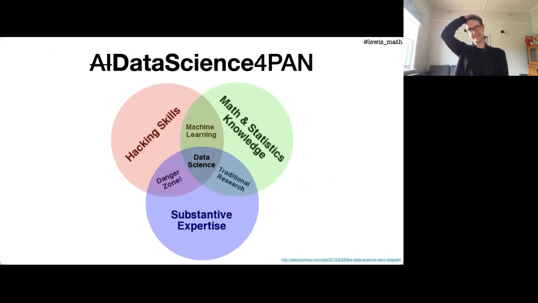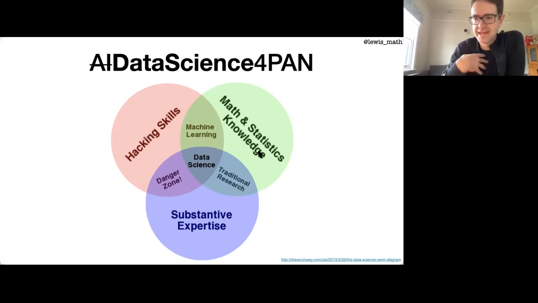This is, in my head, the canonical picture of what data science is. It's quite old now, it comes from 2013, from this famous blog post by Drew Conway. I really like this idea that data science sits at the intersection of maths and stats, the core traditional applied mathematics that I came from and that some people in the audience came from.